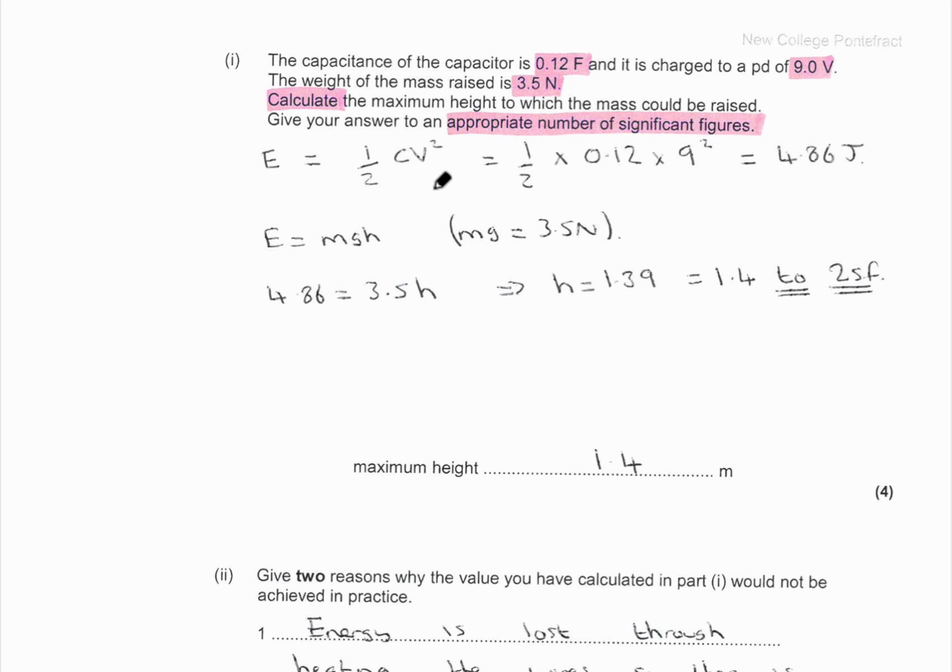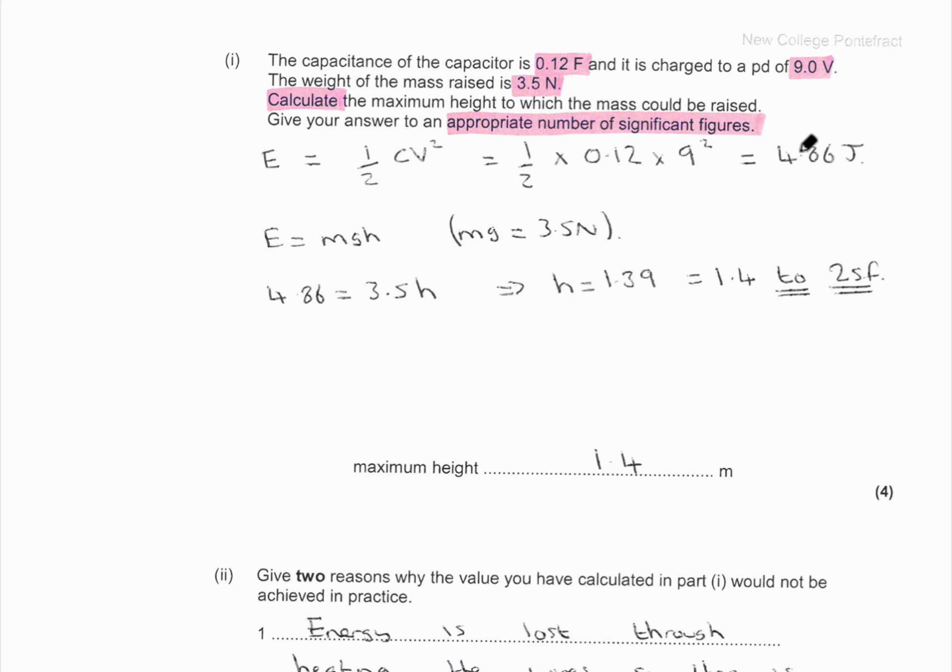We can work out the amount of energy that's stored in our capacitor using this equation here. C is the capacitance of our capacitor, and V is the potential difference across the capacitor. If we put these numbers in, that's the capacitance, and 9 is the potential difference in volts, so we've got 9 squared. If we calculate this, we get 4.86 joules, and that's the first mark.